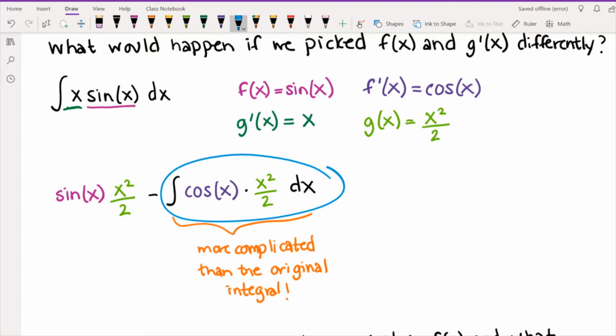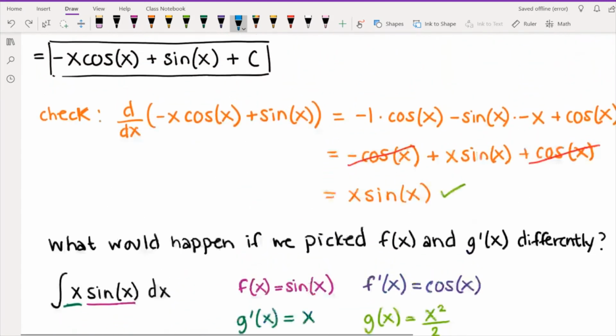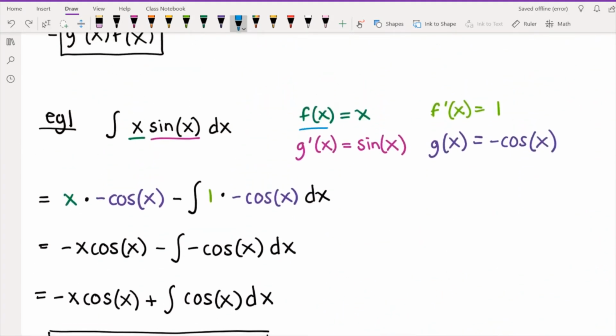Right? So here we started with f of x is equal to sine of x, and the derivative of sine of x is cosine of x, which is basically a very similar function. And so making that change to having a cosine inside of the integral did not give us a simpler integral. Whereas if we look back at this example, we picked f of x to be x. And so the derivative was 1, which is way simpler than x. And so then when we went to do our second integral, that gave us something that was a lot simpler.